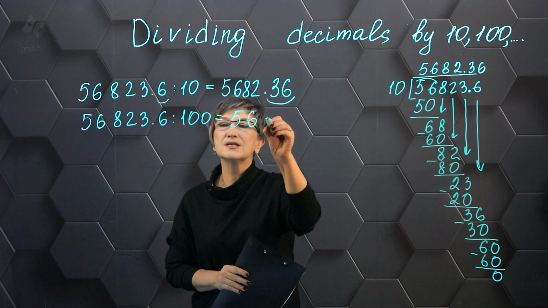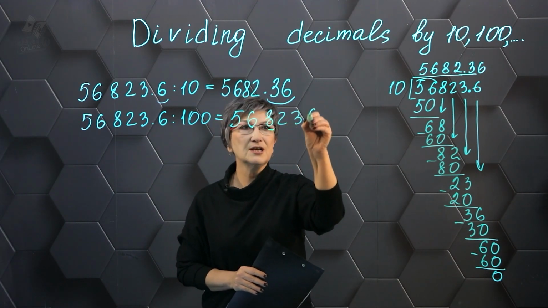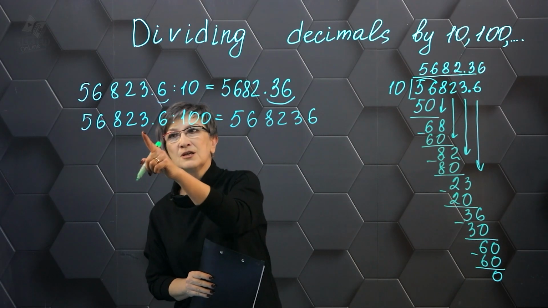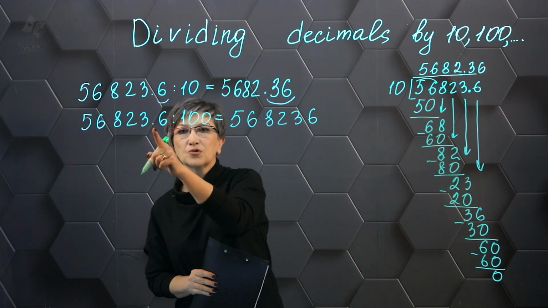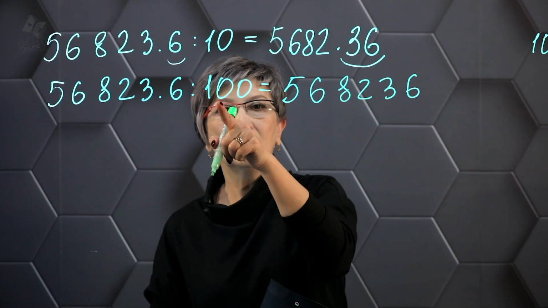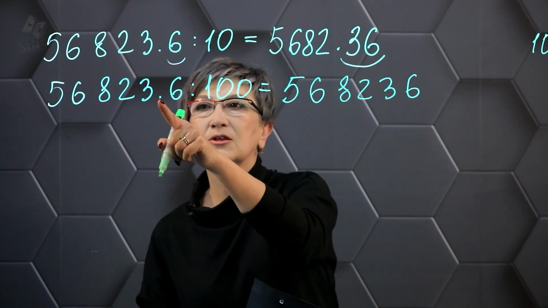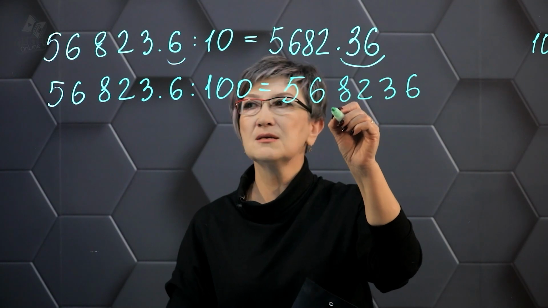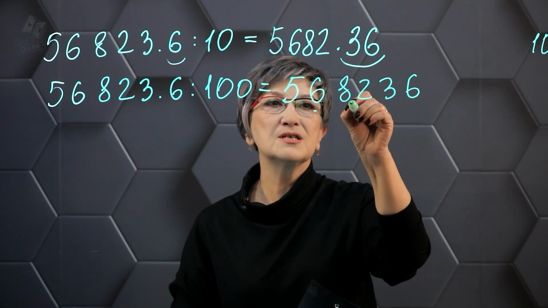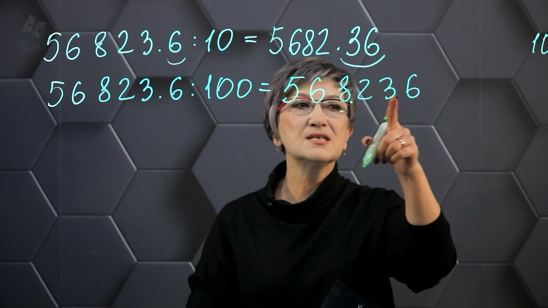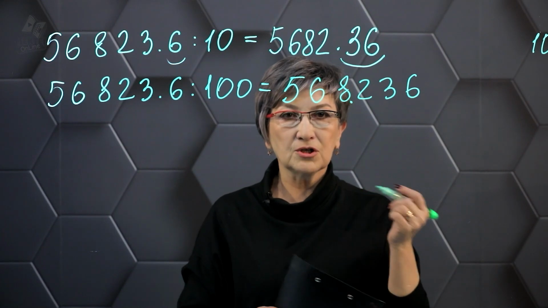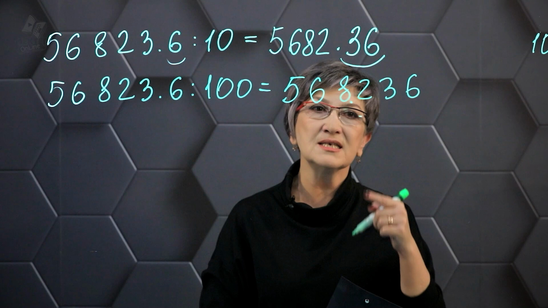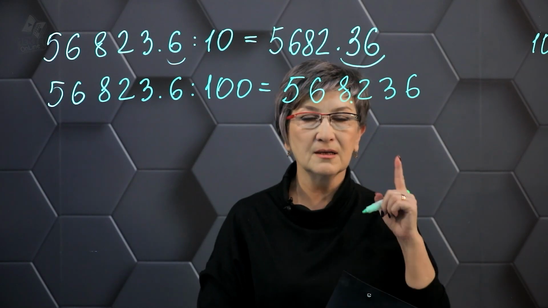Let's write down 568236. And now we're going to think about how many digits I'm going to move our decimal point to the left. I have 2 zeros in the divisor, then the point will move 2 digits to the left. And the result would be 568.236. Here is such an easy rule you can apply when dividing decimal fractions by 10, 100, 1000, and so on.